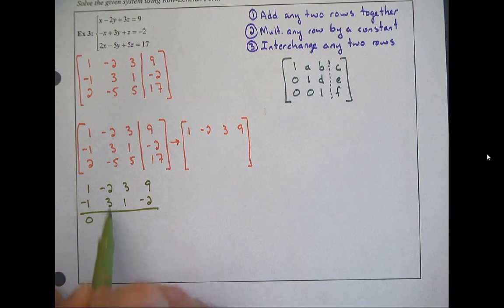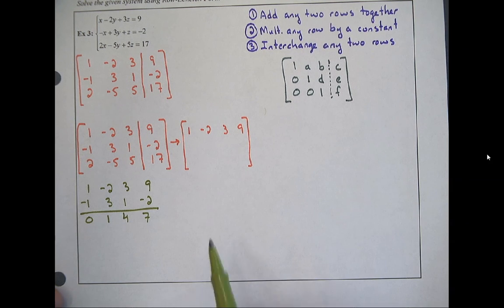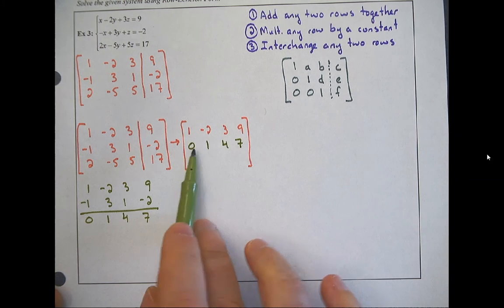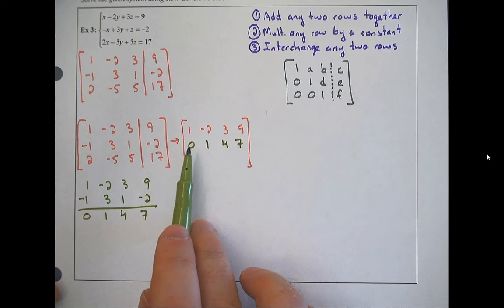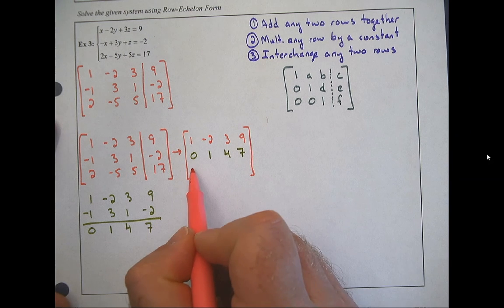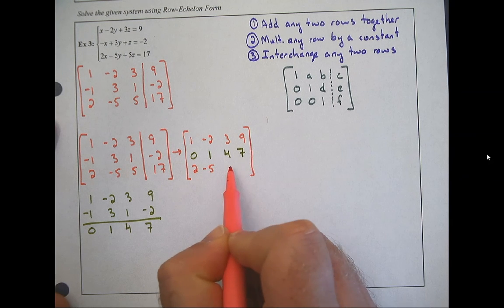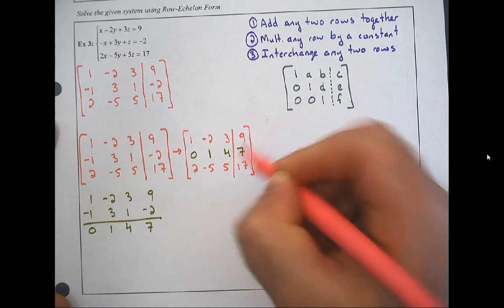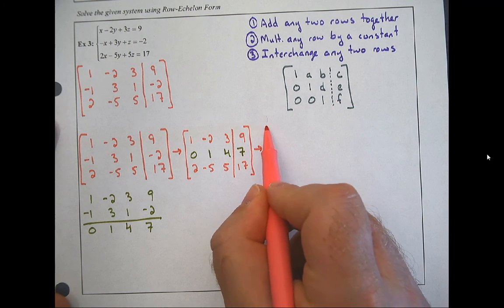I would get a 0, a 1, a 4, and a 7. That's a good thing. 0, 1, 4, and 7. That's a good thing because now this second row has a 0 and then a 1. Now, this third row I didn't mess with, so I'm just going to carry it over into my new matrix.